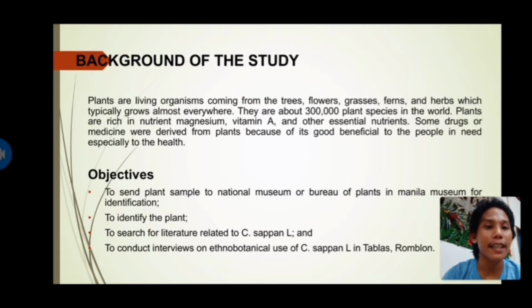Plants are living organisms coming from the trees, flowers, grasses, ferns, and herbs which typically grow almost everywhere. There are about 300,000 plant species in the world. Plants are rich in nutrients like magnesium, vitamin A, and other essential nutrients. Some drugs or medicine were derived from plants because of their beneficial effects to the people in need, especially to the health.